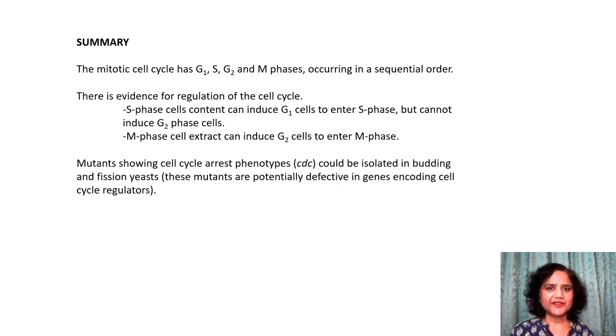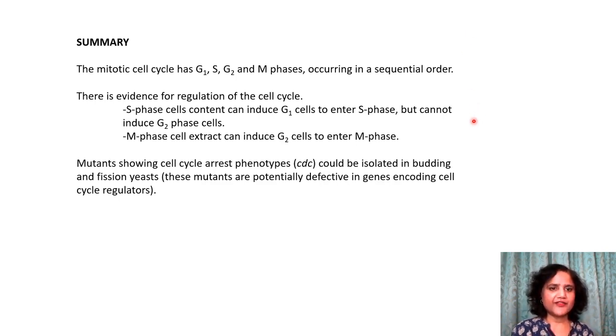To summarize the first part of the lectures on cell cycle regulation, the mitotic cell cycle has got G1, S, G2 and M phases, which occur in a sequential order. There is evidence for regulation of the cell cycle coming from cell fusion experiments and the experiments related to maturation of Xenopus oocytes that were carried out that led to the discovery of MPF.